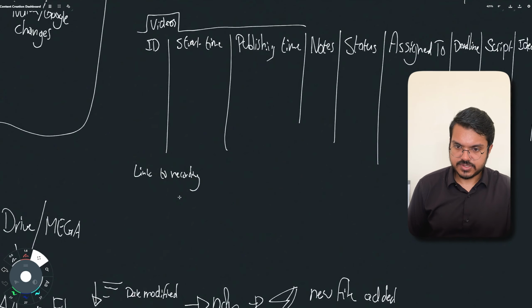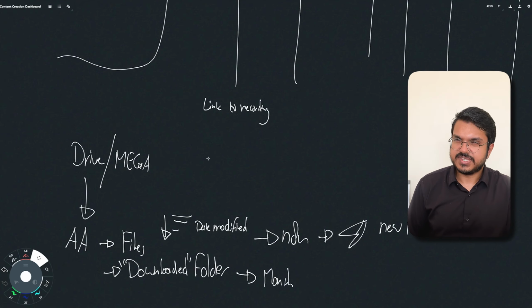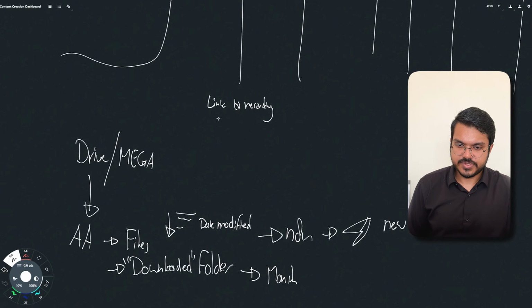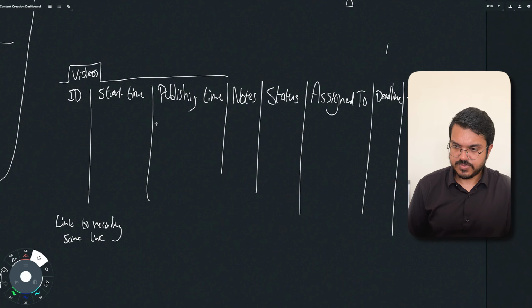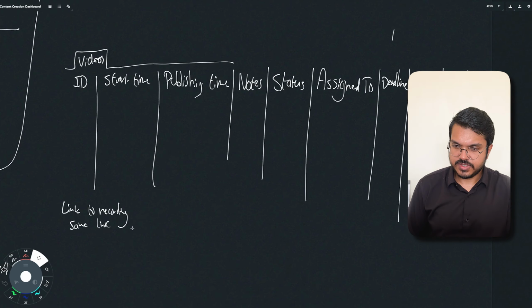So this makes sense. So the link to the recording is always going to be the same. Yeah, so you can just give it a default. So it's always going to be the same link. Cool. What else do we need? So we've got the script idea, drawing, recording. What else? Nope, that's about it.